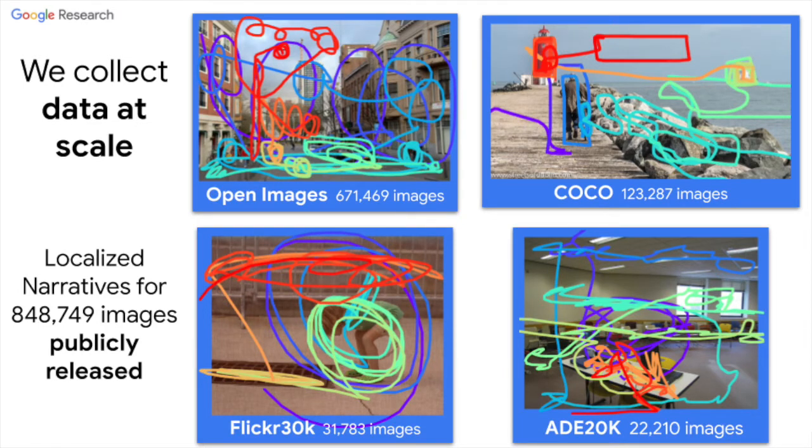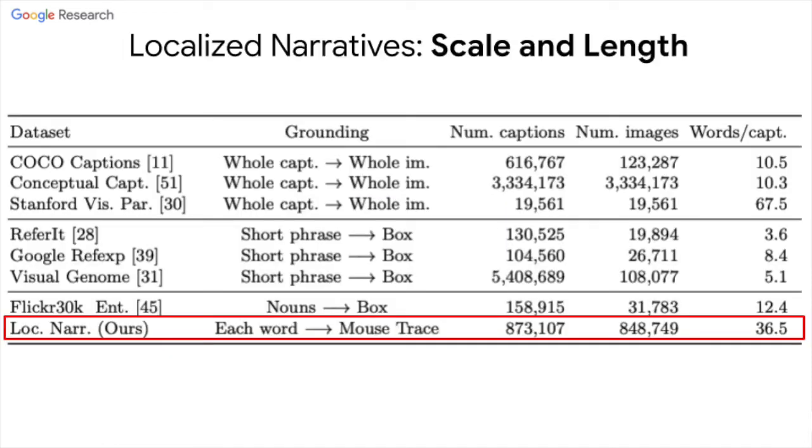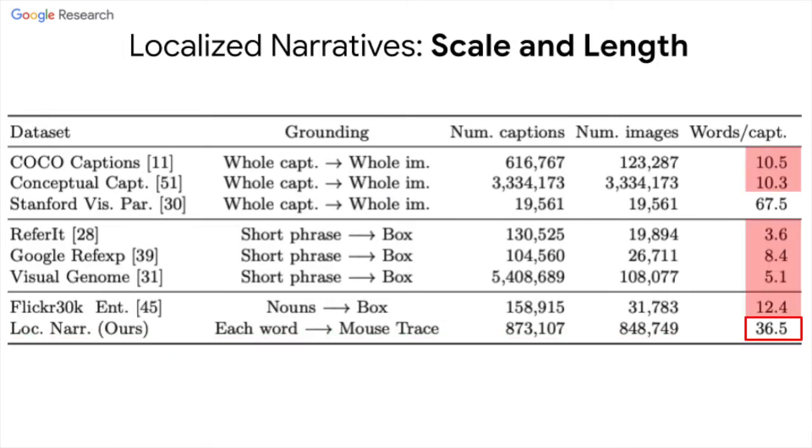We produced localized narratives for 848,000 images, covering a big part of OpenImages and the whole COCO, Flickr 30K, and AD 20K. We made them all publicly available on our website. Localized narratives captions are at least 3 times longer than most previous datasets, such as Flickr 30K, COCO captions, or Visual Genome. Stanford Visual Paragraphs is the only exception, but localized narratives provides 40 times more images.